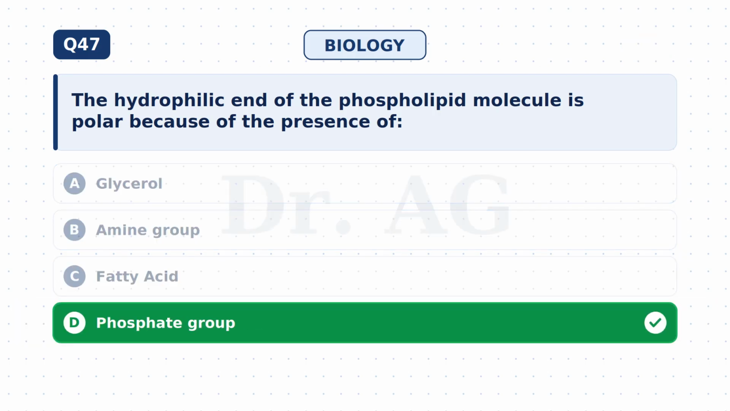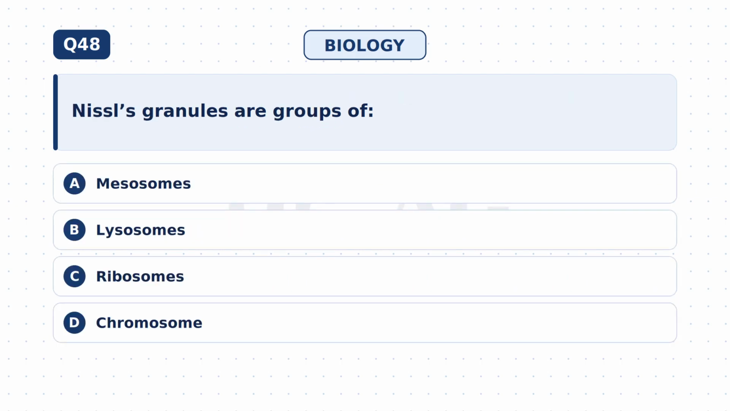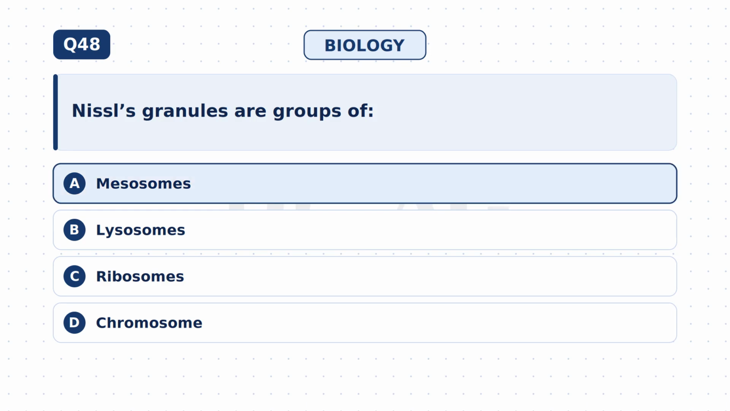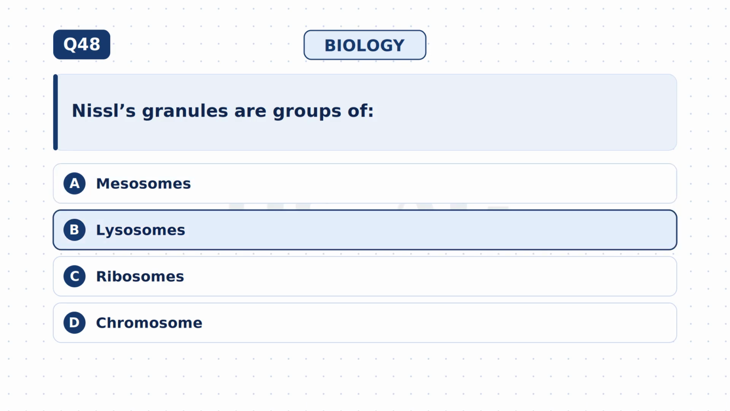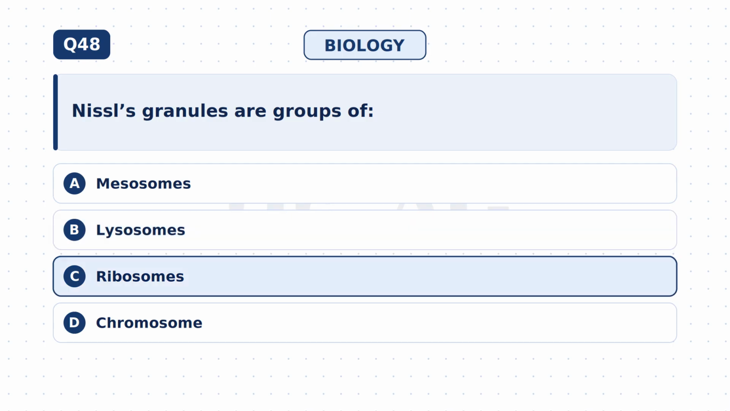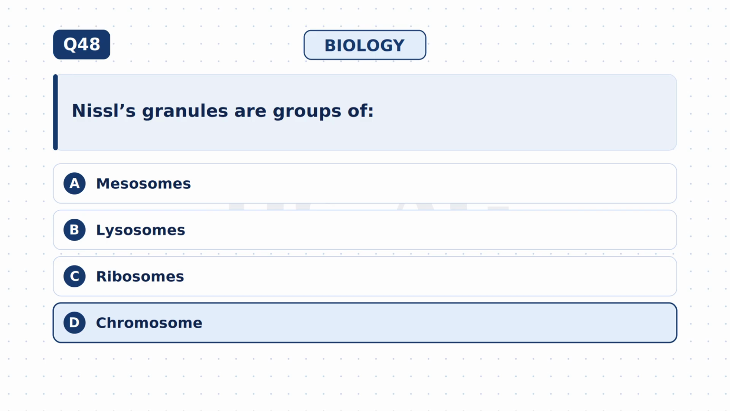The correct answer is D, phosphate group. Question 48. Nissl's granules are groups of Option A, mesosomes. Option B, lysosomes. Option C, ribosomes. Option D, chromosome.